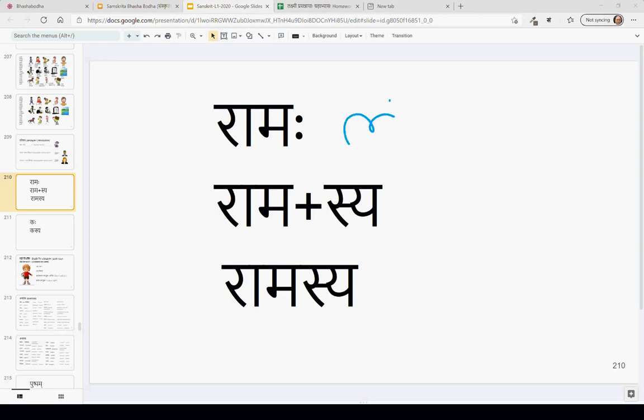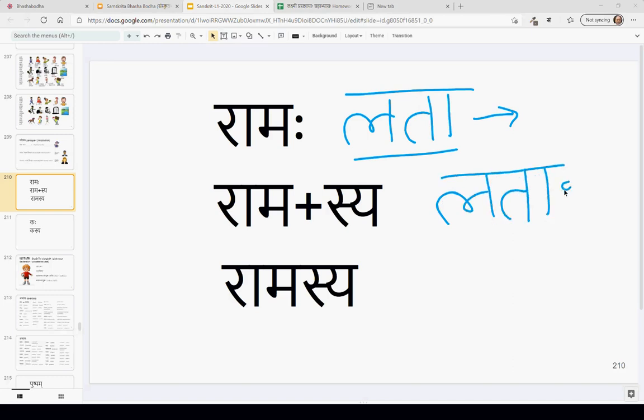Strilinga, like for example, Lata. What is the Bahuvachana form of this in the Prathama Vibhakti? Lataha. We just have to add a Visarga. Lataha. This is the Akaranta Strilinga. Then we have Ikaranta Strilinga like Nadi.